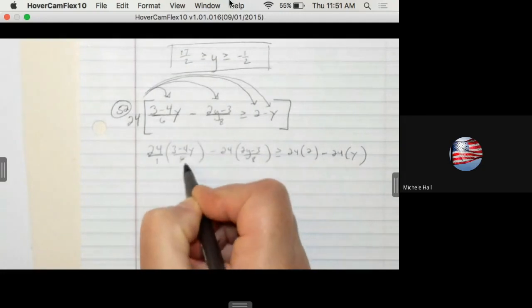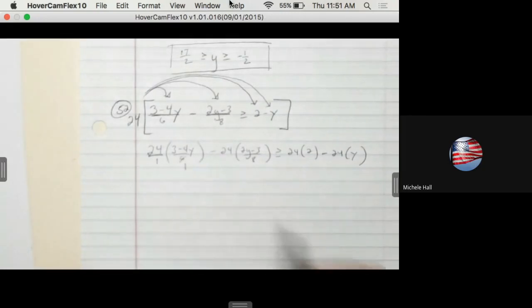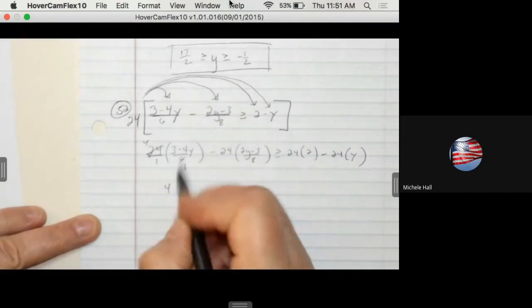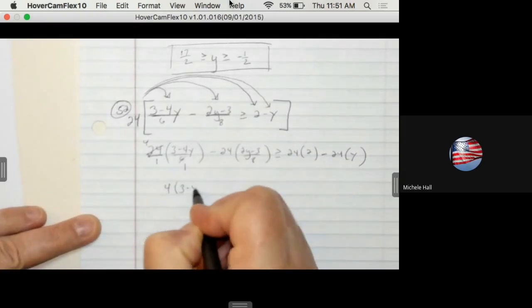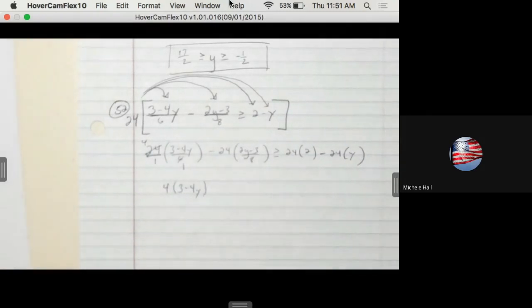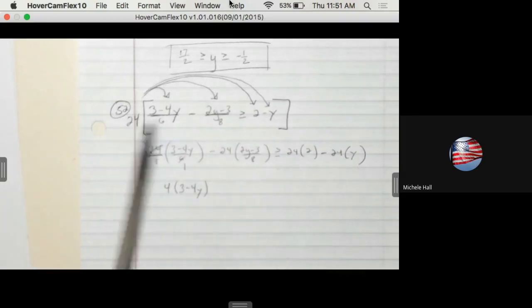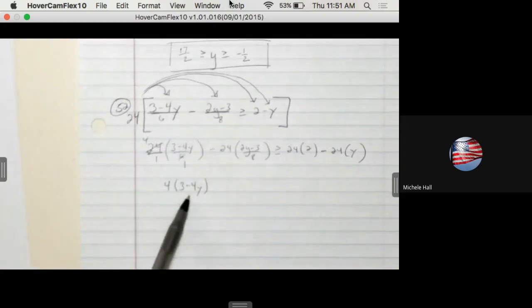6 divided by 6 is 1. 24 divided by 6 is 4. So you have 1s for both of them in the denominator, which means you don't have a denominator anymore. It'd be 4 that we have in the numerator times 3 minus 4y. Once you get used to doing this, you will actually go right to this step. You won't even write this step. You're going to be like, okay, 24 divided by 6 is 4 times the numerator.